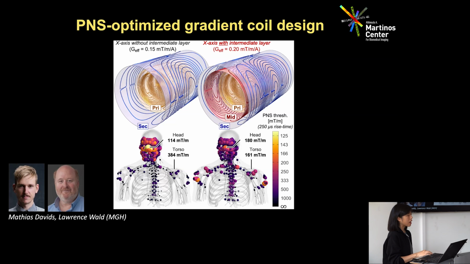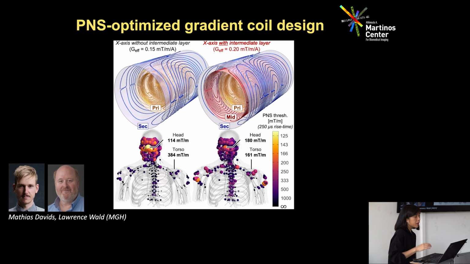If you started out with a gradient coil design like this, which basically has 2 layers, you can see there are these nerve stimulation hotspots, essentially in the face right here, where you have more angled and shallow peripheral nerves. The idea behind the optimization is that by adding, say, a mid layer to the gradient coil and adjusting some of those windings, you can push a lot of those peripheral nerve stimulation hotspots out of the face and down into the shoulders and even torso.